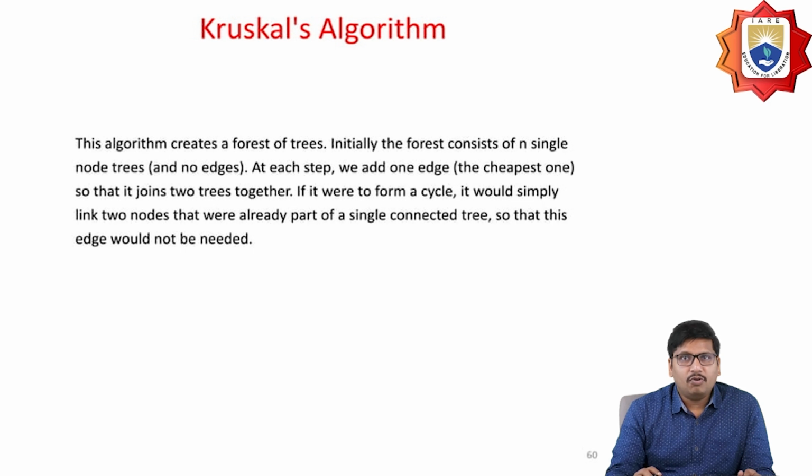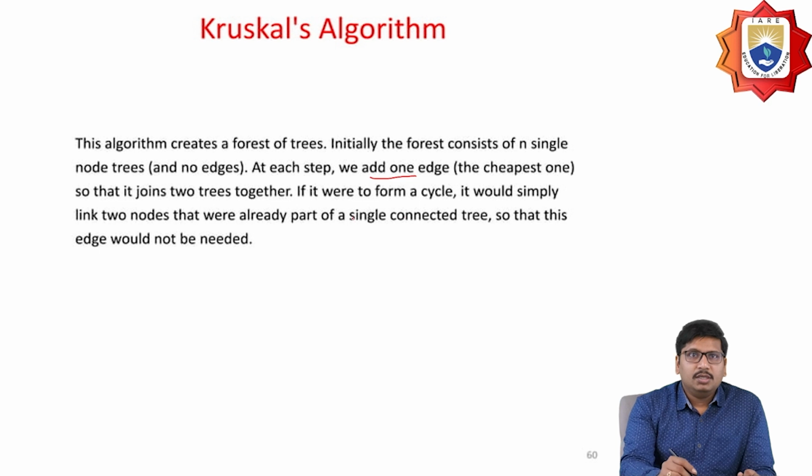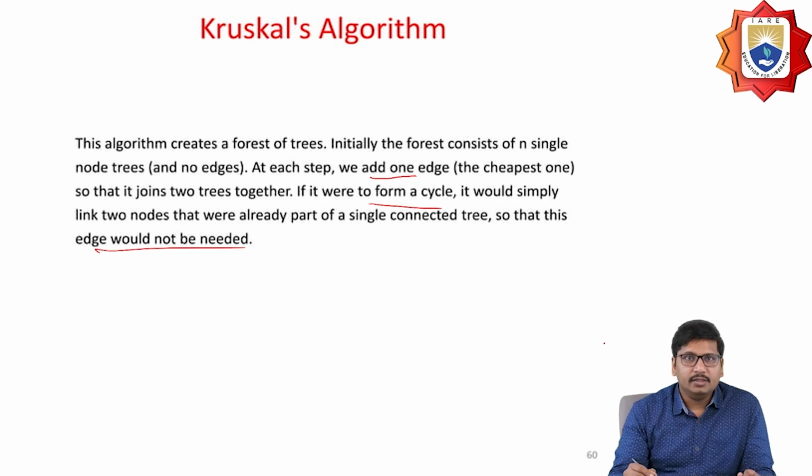If it forms a cycle, then it would simply link two nodes that were already part of a single connected tree, so that edge is not needed here. In Kruskal's algorithm, the algorithm creates a forest of trees in such a way that we go on adding one edge, the cheapest one, that does not form a cycle. Once an edge forms a cycle, it is not going to be added to the tree.